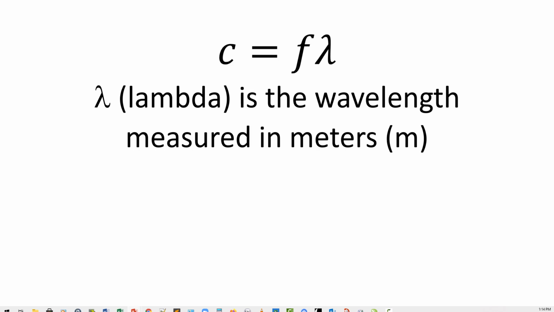Now with that equation c equals f lambda, because the c is a constant, it means that if we know the wavelength, we can find the frequency, and if we know the frequency, we can find the wavelength. And sometimes, if we happen to know the wavelength, we could figure out the frequency. It will equal c divided by lambda. If you just look at the top equation up there and divide both sides by lambda, that's what you would get. Or if you look at the top equation and divide both sides by the f, then you would get this equation, lambda equals c over f. And so we'll be using those equations here.